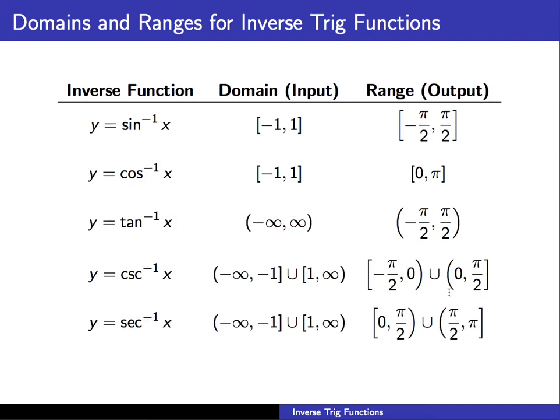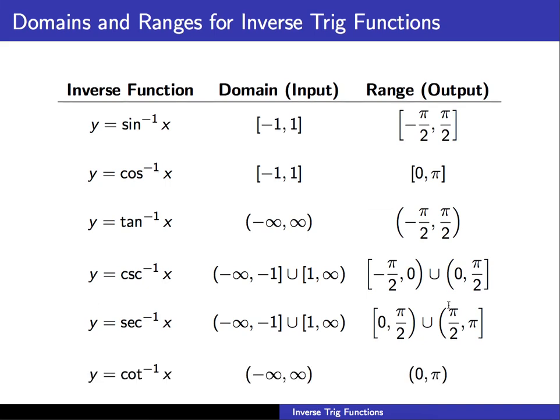Inverse secant has the same domain as inverse cosecant, less than or equal to -1 or greater than or equal to 1. This time our outputs, kind of like with cosine, are between 0 and pi, but because we have a vertical asymptote for secant at π/2, we can't get π/2 as an output for inverse secant. Notice the difference between them: with cosecant, it can't give us back a 0, and with secant, it can't give us back a π/2.